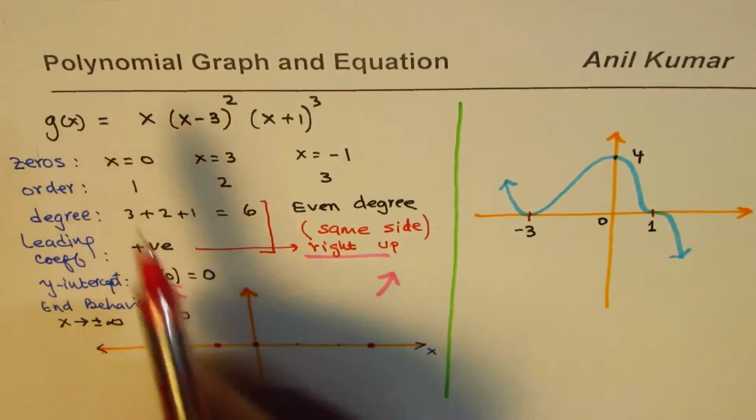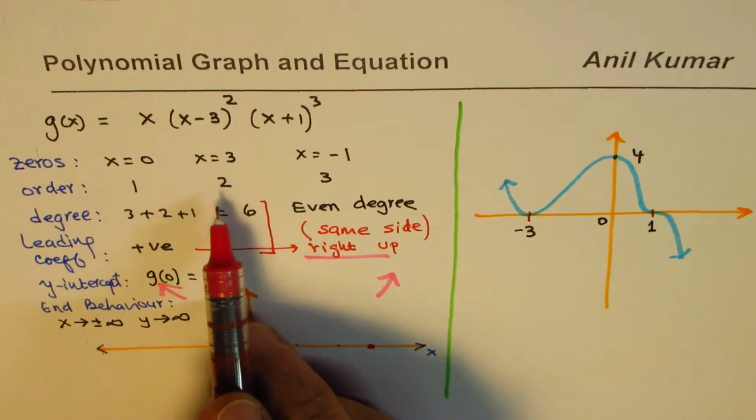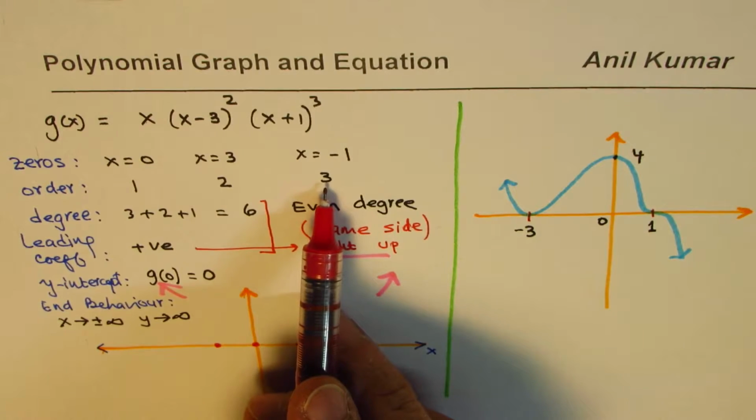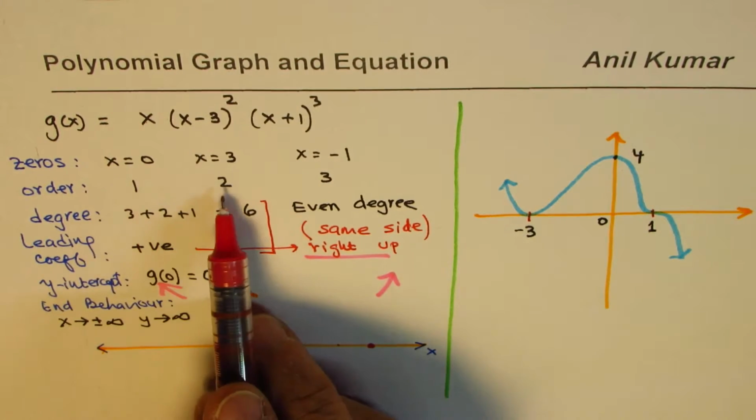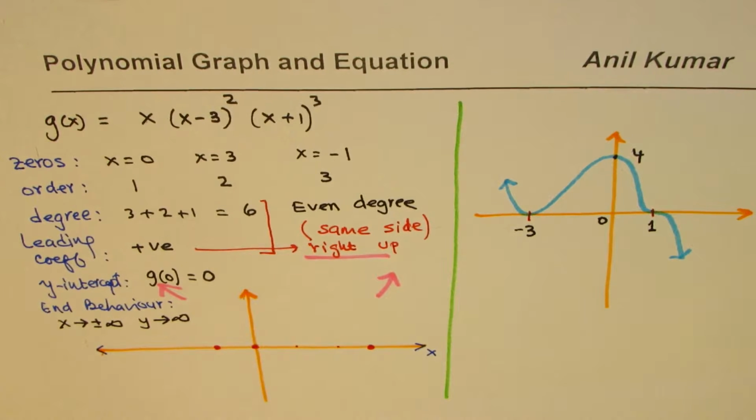The order of this zero is linear. The order of the zero here is quadratic, 2. And this order is 3. Now the order decides the behavior of the graph. So let's start with the point here, which is at 3.